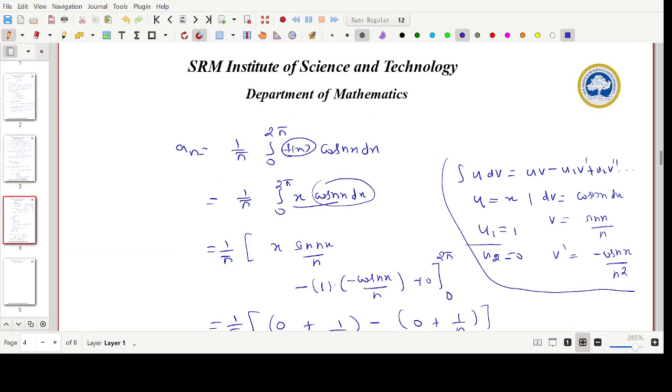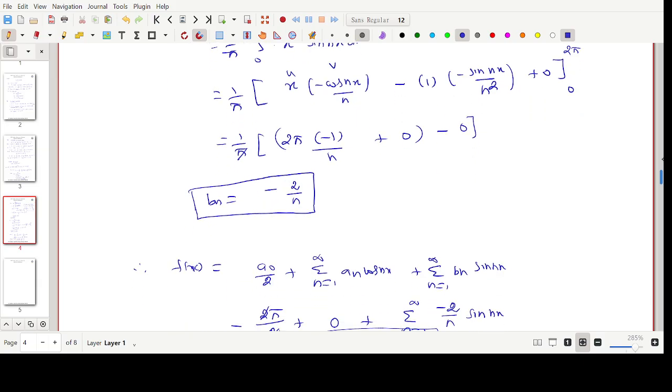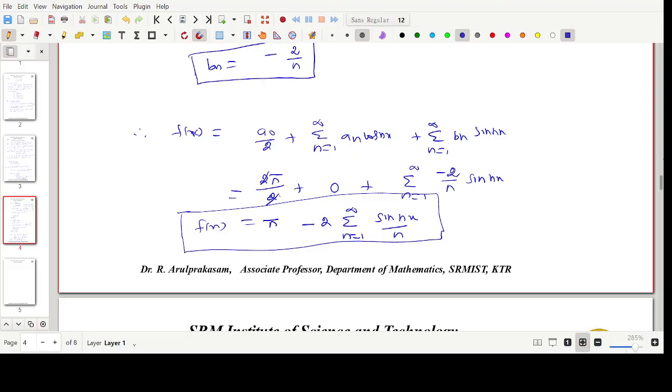Likewise, write the an coefficient formula and substitute the function using the Bernoulli formula. To evaluate this integral, I am getting the an value. So here the an value is 0. And for the bn coefficient formula, just write out the bn coefficient formula and substitute the function value in that integral and evaluate this integral, and we are getting the bn coefficient value. After getting all the coefficient values, just write our Fourier series representation and substitute the coefficient values. We will formalize the answer of this problem.